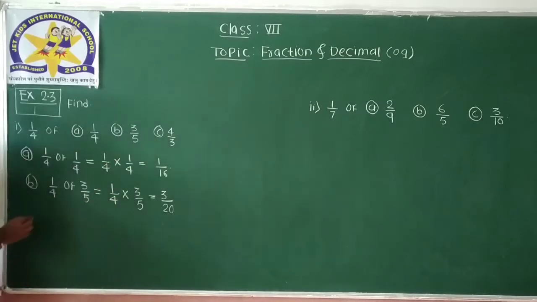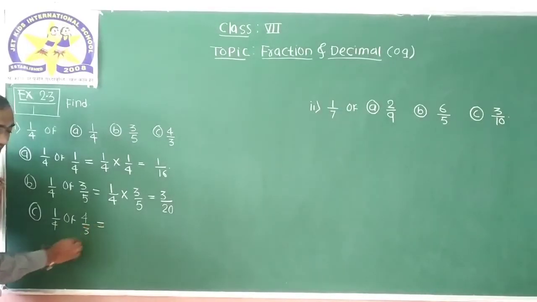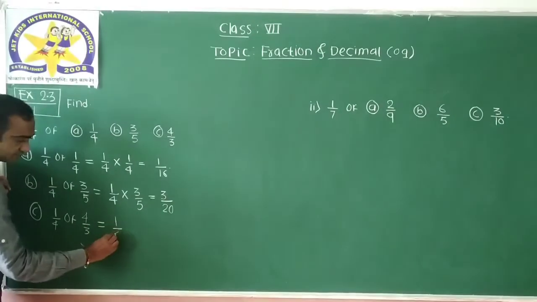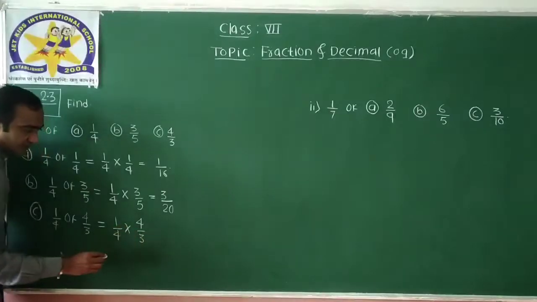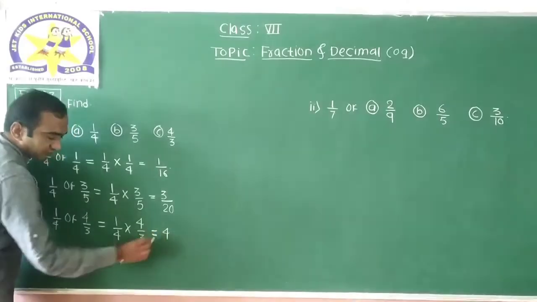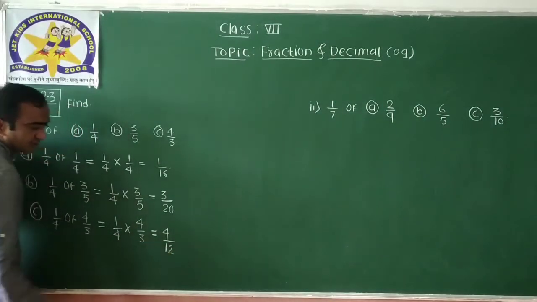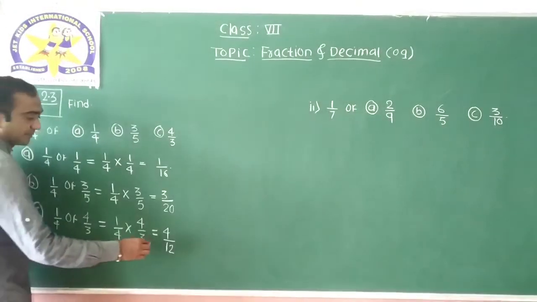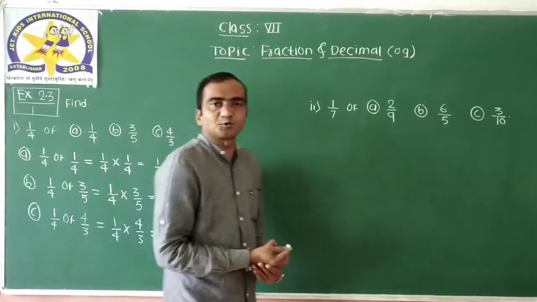After that, question number C. Question number C, we have to find out 1/4 of 4/3. Make a multiplication here. 1/4 multiplied by 4/3. Make multiplication of these two fractions. 1 multiplied by 4 is equal to 4, divided by 4 into 3, 12. Now 4/12, simple form of 4/12 is 1/3. Very easy question to understand.